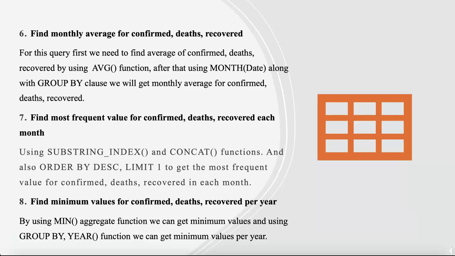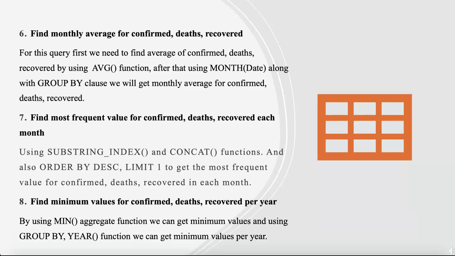And the next, coming to the eighth question, is to find minimum values for confirmed, deaths, recovered per year. So I used the minimum aggregate function to find the minimum values of these columns, and next I used the group by clause, and since they asked per year, I used the year function.